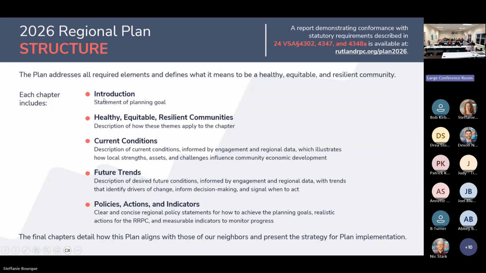Each of our chapters was very intentionally laid out so that it's easy to read, even though the document is large. Each chapter includes an introduction, which includes a statement of the planning goal for that subject matter. That's followed by a section that describes what it means to be a healthy, equitable, and resilient community from the perspective of that chapter. We then have a section of current conditions, which lays out a baseline of local strengths, assets, and challenges that influence community economic development.